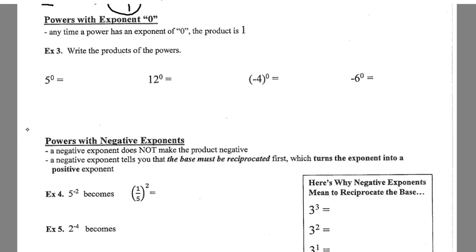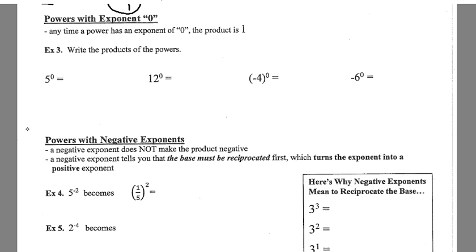Powers with exponent 0. Basically here, anything where the exponent is 0 gives you a value of 1, not 0. You'll see in a couple minutes why. 12 exponent 0 is 1. Negative 4 exponent 0, what's directly beside the exponent 0? A bracket. So negative 4 to the 0, anything exponent 0 is 1.